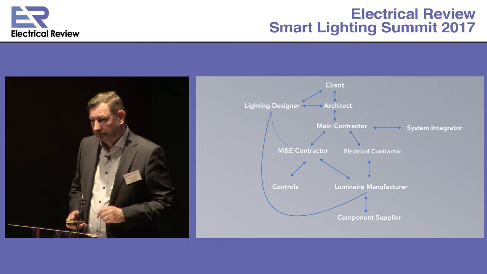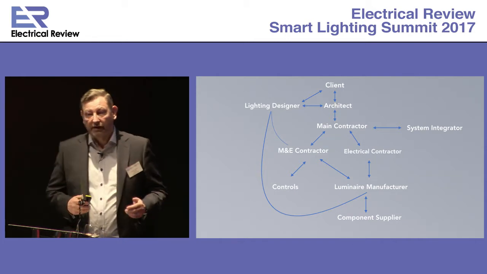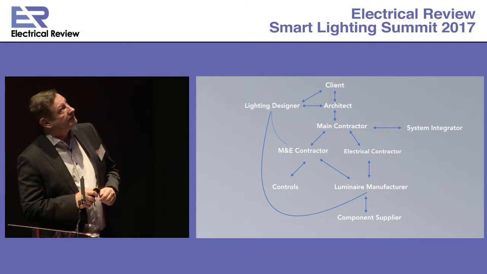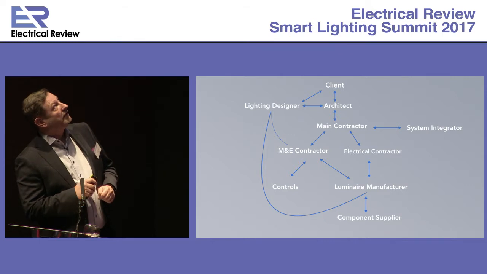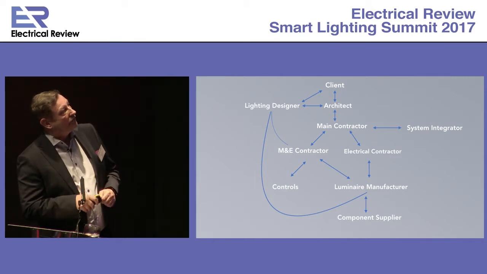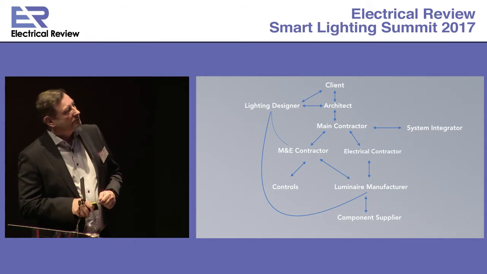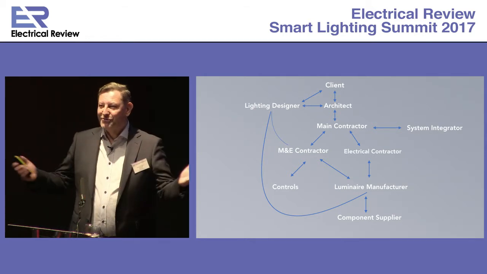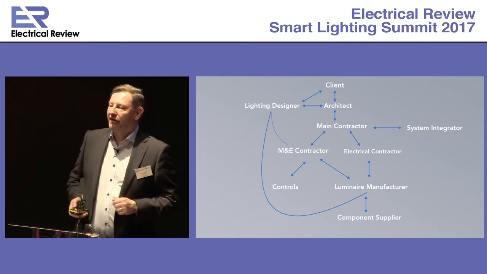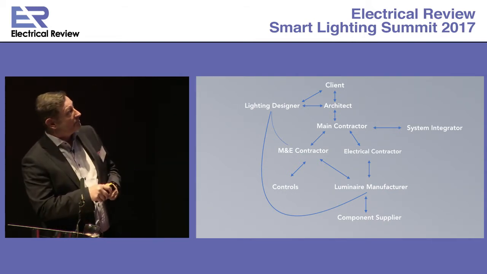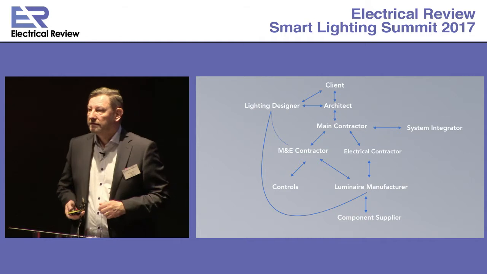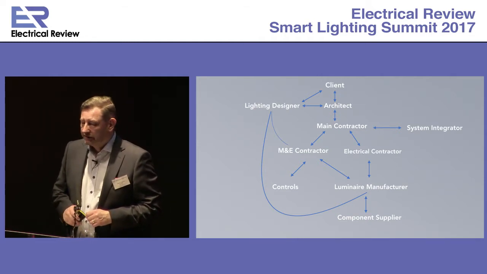So here is my idea of a very simple diagram. I have a client, I have an architect, he employs a contractor. He employs an M&E contractor, an electrical contractor. The architect may employ a lighting designer. And then you go down, down, down. I've got a luminaire manufacturer. I've got a controls company. I might have a systems integrator. And I've got a component supplier. Now, who is going to deliver my smart lighting system? You might say it's him, but is he going to link through these guys to the HVAC, to the security system? I'm not entirely convinced he will.